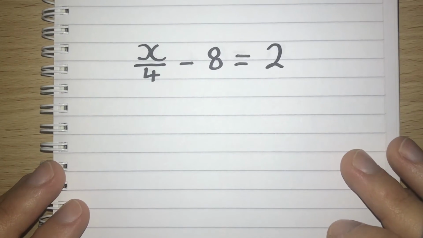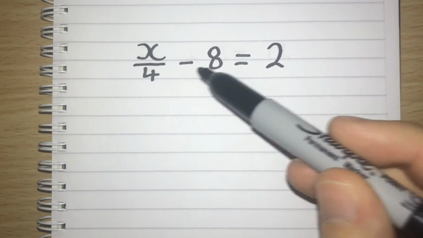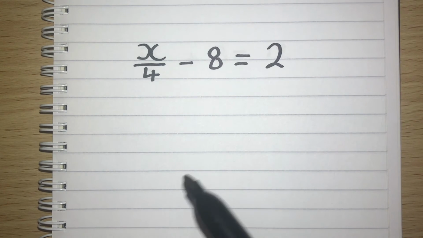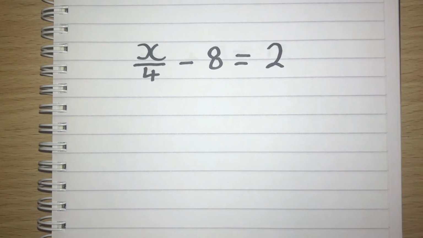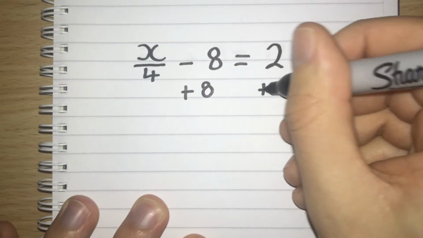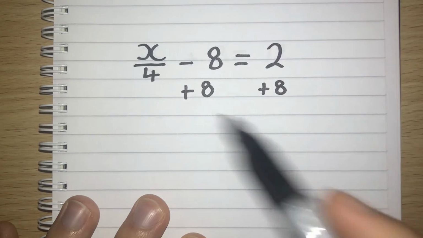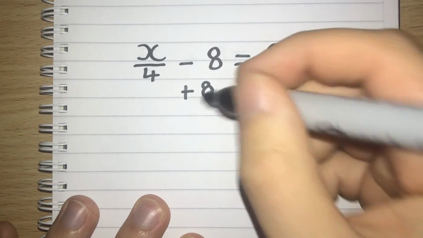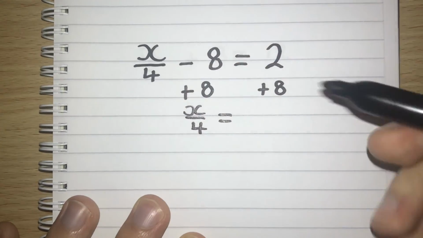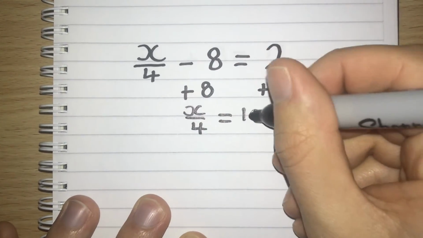Now let's look at another example. We've got x over 4 minus 8 equals 2. Now again, we've got to work backwards through this. And because we've got a minus 8 here, we've got to do the opposite of a minus. We've got to add 8 to both sides. So if we added 8 to the left-hand side, we're just getting rid of this minus 8, so we've got x over 4 left. And on the right, 2 plus 8 gives us 10.